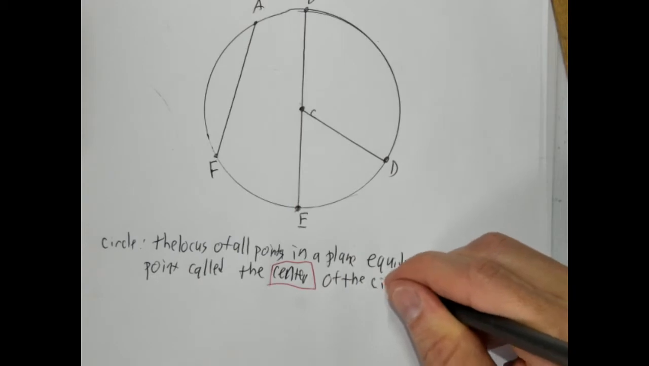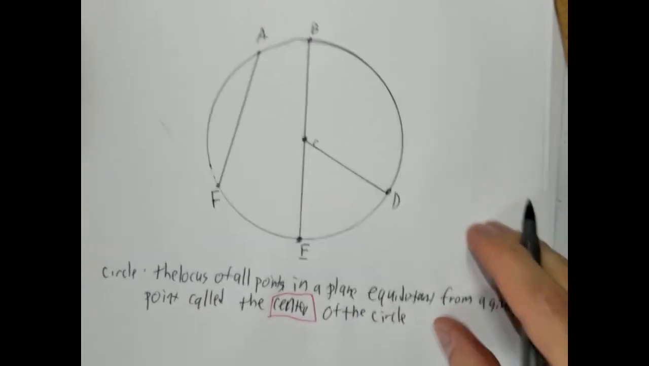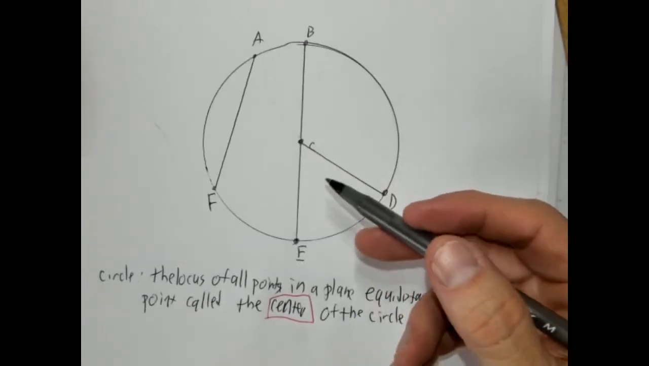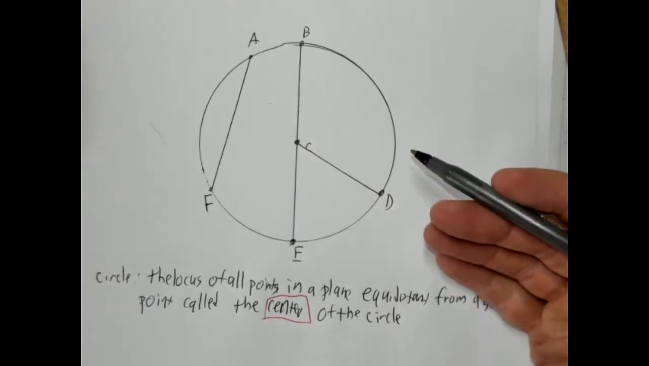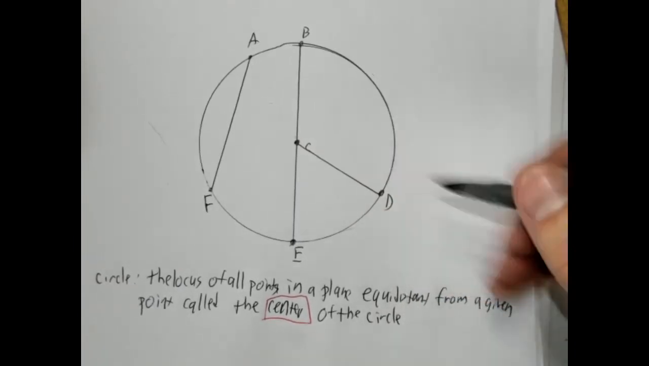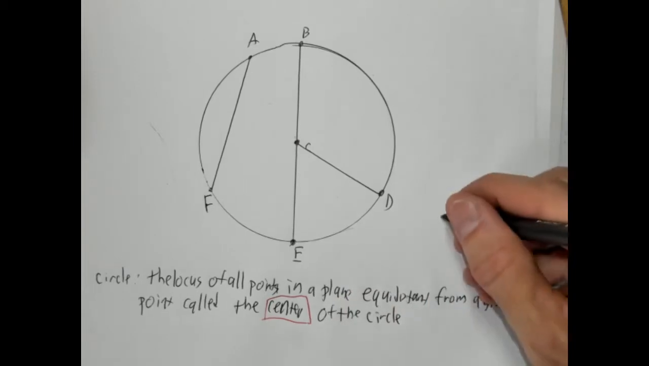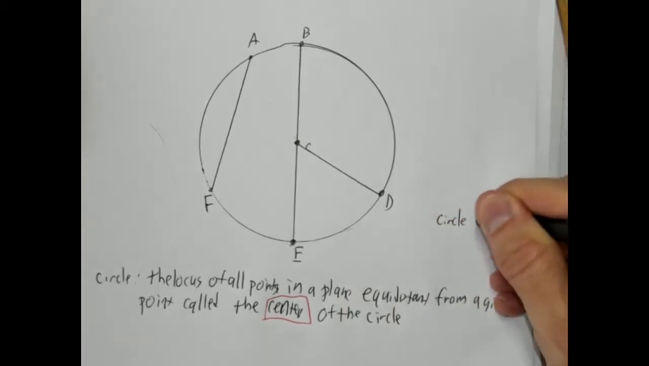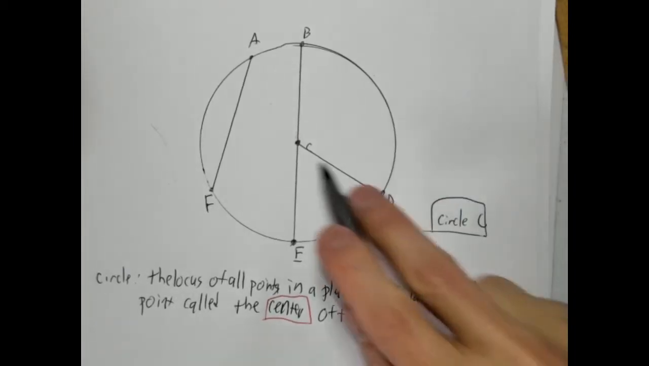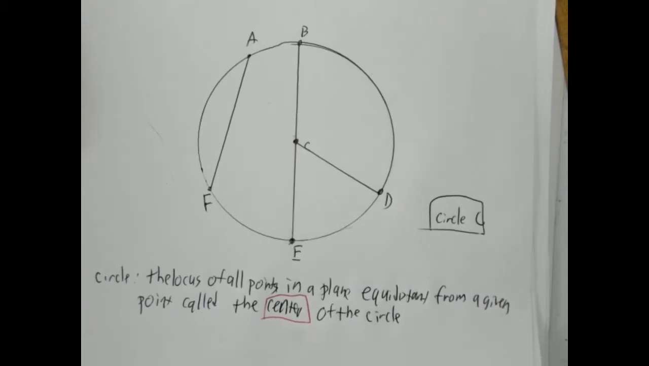And the cool thing about the center is that that's how we name circles. Like this would be called circle C because that's the center. So when you name circles, you actually name them by the center. So this would be circle C. You name it by the center point. It's kind of like the designation.